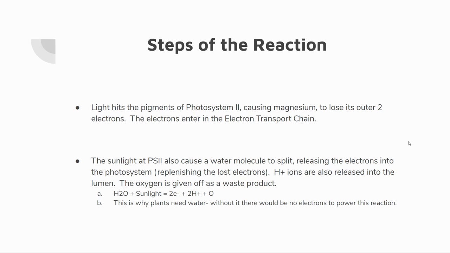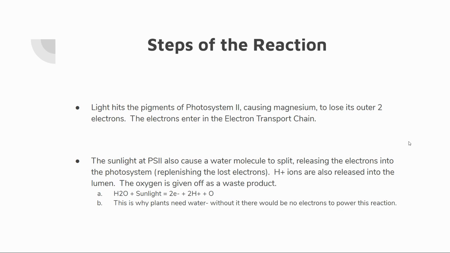Now, this is something important for us to understand. You understand that plants need water to live. All living things need water to live. But water plays an underlying role in all of this. Magnesium becomes excited when sunlight hits it and loses two electrons. But the problem is magnesium doesn't have an everlasting supply of electrons to lose. So in order for this system to happen more than once, those electrons have to be replaced. The splitting of water is what replaces the electrons that are lost when magnesium is hit with sunlight.